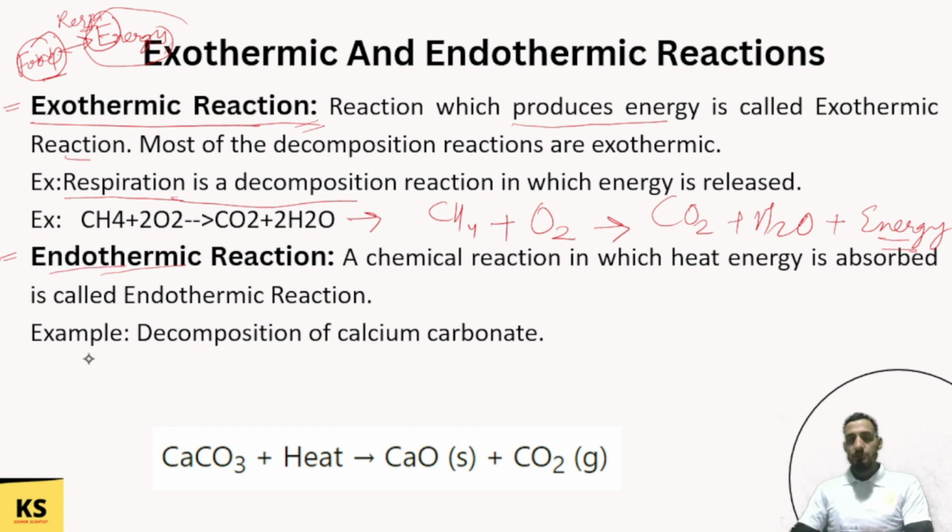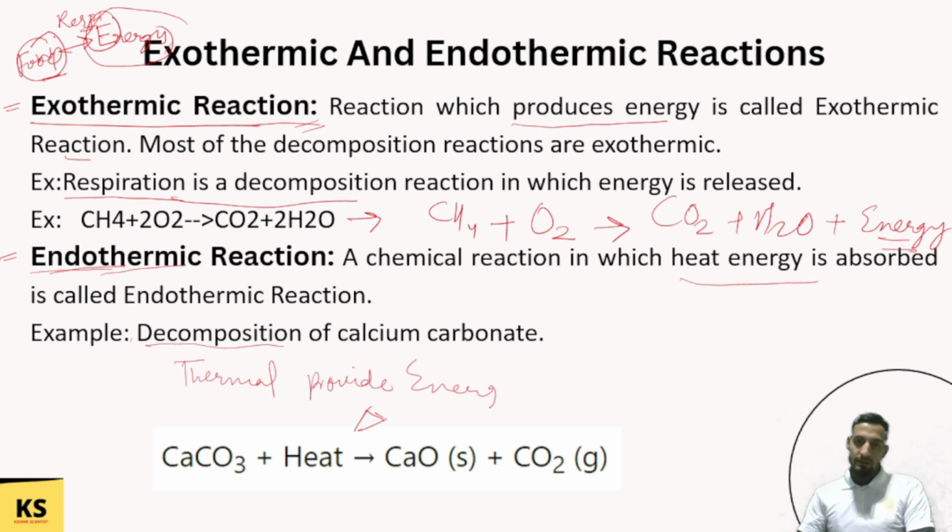Similarly, endothermic reactions are the opposite of exothermic reactions. A chemical reaction in which heat energy is absorbed is called an endothermic reaction. When we have to provide heat from an external source in order for a reaction to happen, we say that it is an endothermic reaction. Endothermic reactions are decomposition reactions, and these are thermal decompositions. Why thermal? Because we have to provide energy from an external source to make this reaction happen.